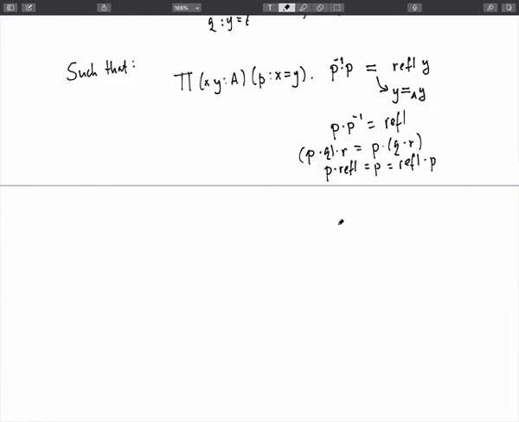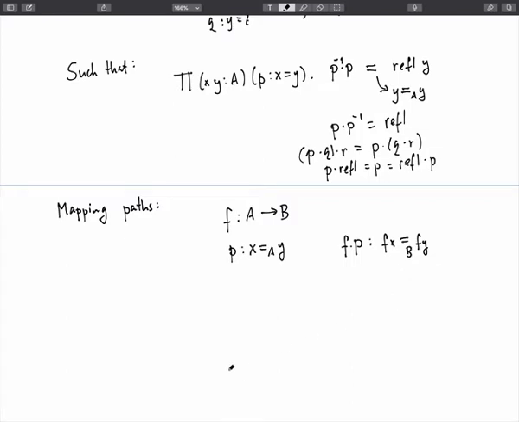Okay, then we also had that we can map paths along functions. So mapping paths: suppose you have f from A to B, and then you have a path p from x to y in A, then we can get the map f acting on p. I'll write it like this: f of p, which is going to go from f of x to f of y, and it happens in B. And this was functorial in p.